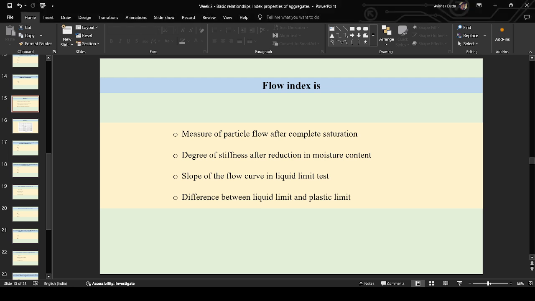Flow index is, option 1, measure of particle flow after complete saturation. Option 2, degree of stiffness after reduction in moisture content. Option 3, slope of the flow curve in liquid limit test. Option 4, difference between liquid limit and plastic limit.